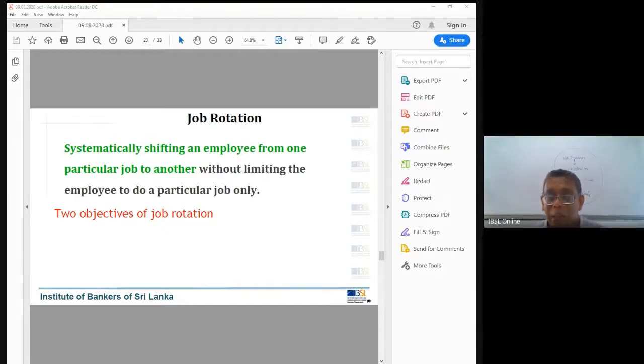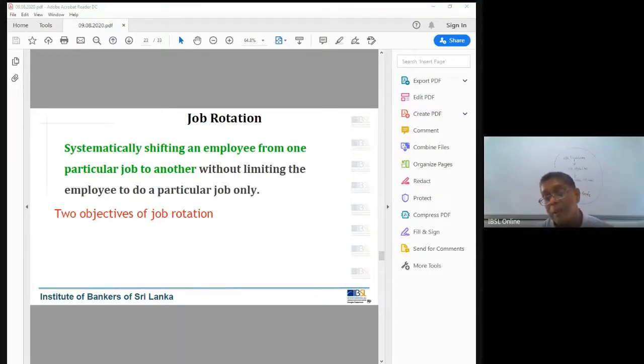I'll give a hint. 7-day compulsory leave also reduces some risk. What is the risk? Any answer? What the answer? No idea. It is an operational risk. Right? It is an operational risk. Okay, understood, right? So job rotation thereby reduces operational risk.